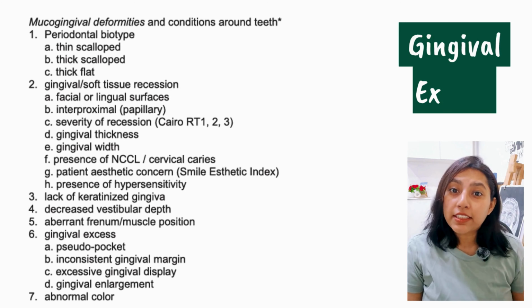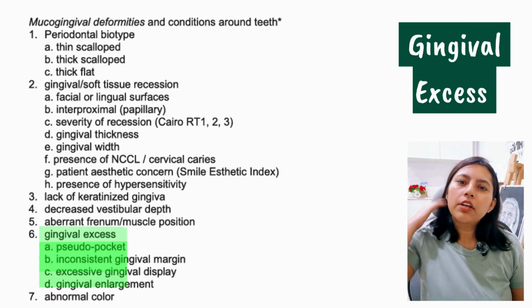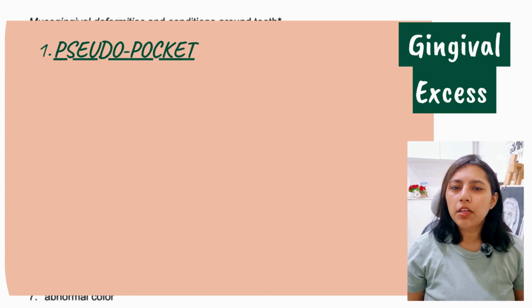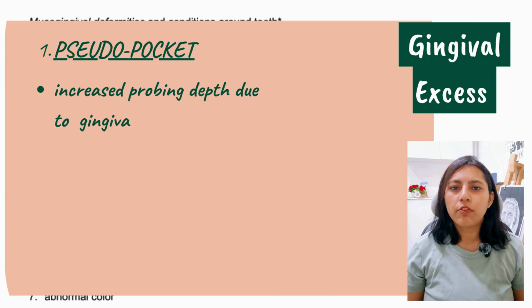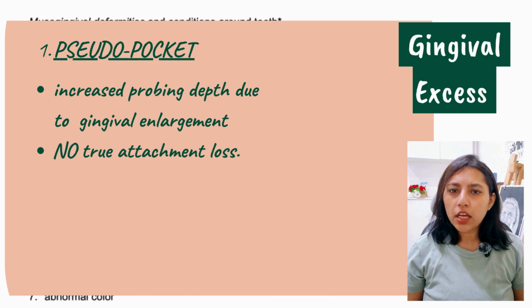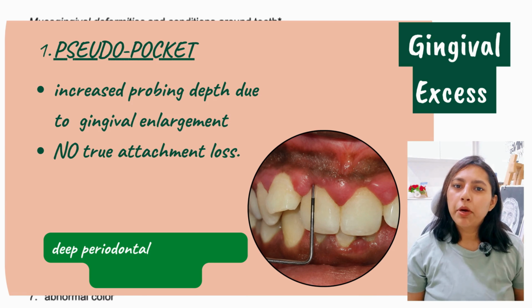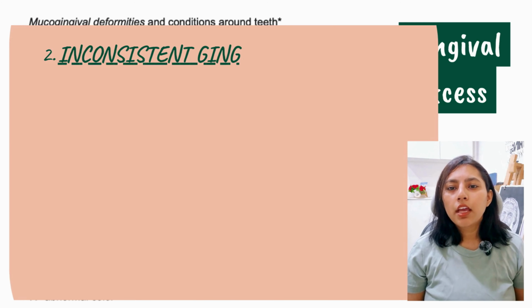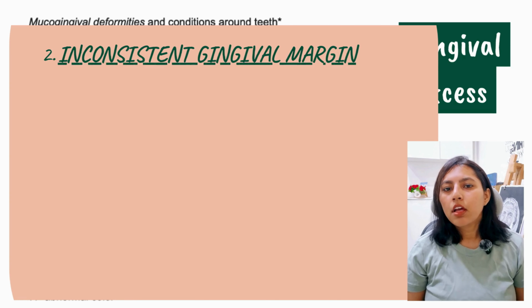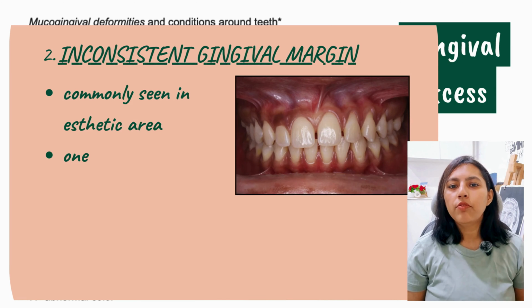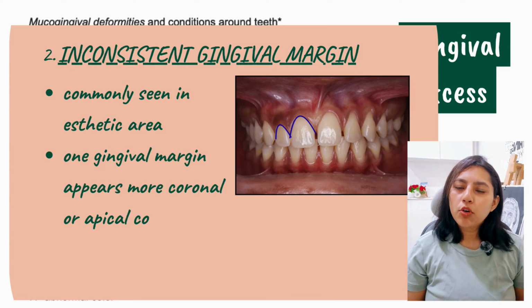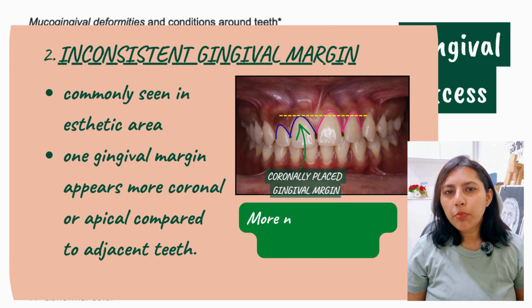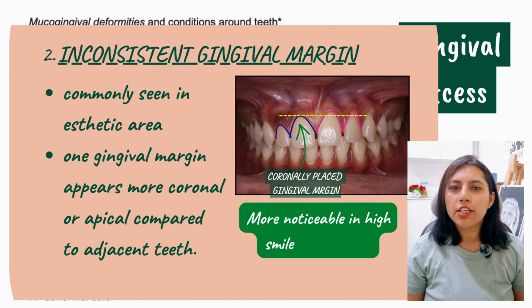Next comes gingival excess, and this category includes several different clinical situations, like pseudo pockets. Here, the probing depth increases because of gingival enlargement without true attachment loss. So clinically, the pocket appears deep, but the attachment level remains unchanged. The second is inconsistent gingival margin. This is commonly seen in aesthetic areas where one gingival margin appears more coronal or apical compared to adjacent teeth. Even slight asymmetry may become very noticeable in patients with high smile lines.